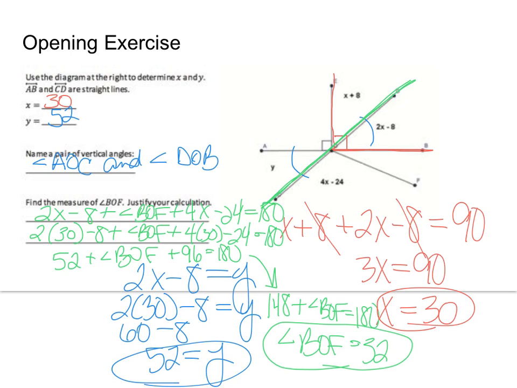Let's go on to the green. The green was find the measure of angle BOF. I saw this straight line. You may also see this straight line. Either one would work great. I used this one. I said that 2x minus 8 plus angle BOF plus 4x minus 24 is equal to 180 because it's a straight line, and I solved it.